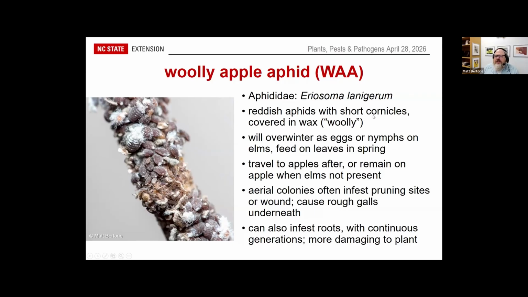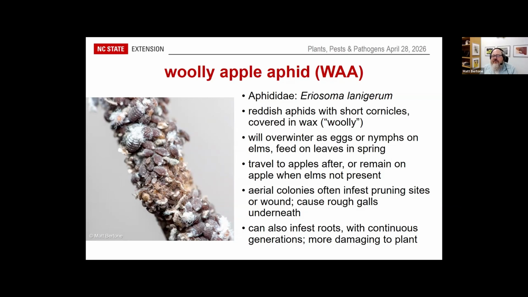They're reddish and often covered in either mealy wax or very long tendrils of wax, thus the name woolly. And there are many aphids that have woolly in the name. They will overwinter as eggs or nymphs on elms if they're present in the area and then feed on the leaves in the spring. Then they travel to apples afterward or remain on the apple when elms aren't present. This is an interesting species in that it has aerial colonies, which often infest the twigs and stems where there's pruning sites or wounds, and sometimes they will create a rough gall underneath, which is sometimes confused for burr knot. I'll show you what that looks like in a second.